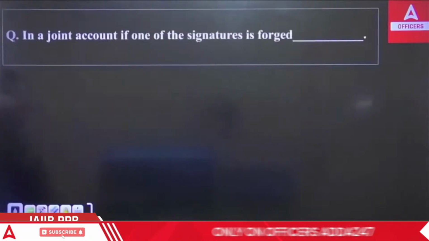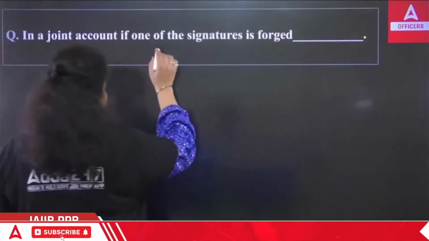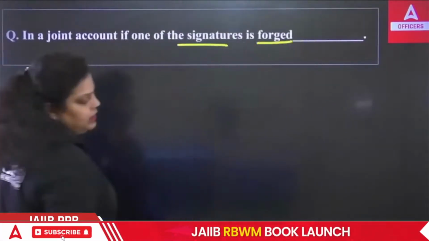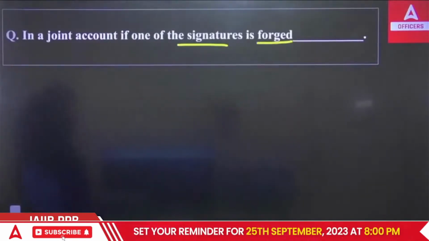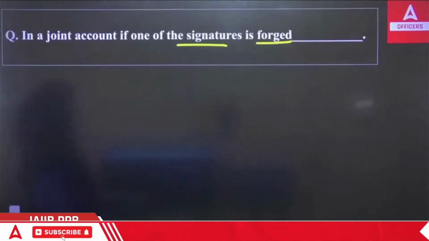Now the next question we have: in a joint account, if one of the signatures is forged, dash. So you have a joint account and the signature of one of the persons of the joint account is forged.